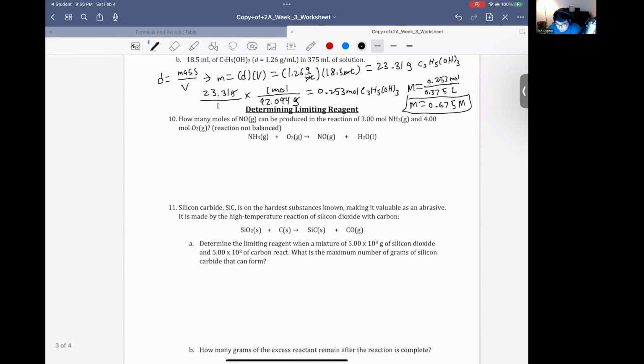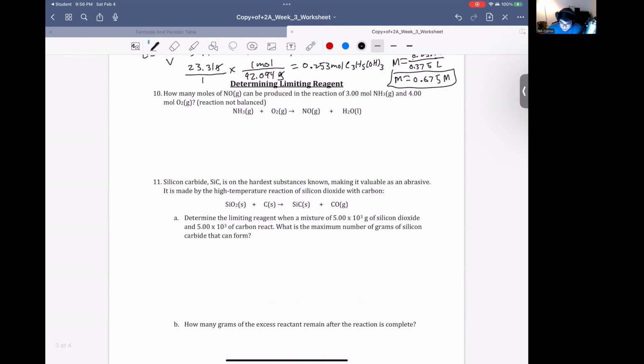All right, number 10, it says determining the limiting reagent. How many moles of NO can be produced in the reaction of 3.00 moles of NH3 gas and 4.00 moles of O2? The reaction is not balanced. So first thing we're going to want to do is balance this reaction. We can see here, first let's look at the nitrogen. We have 1 nitrogen on this side, 1 nitrogen on this side, so let's not worry about it. Next we have these oxygens. We have 2 oxygens here and 2 here, so let's not worry about that right now.